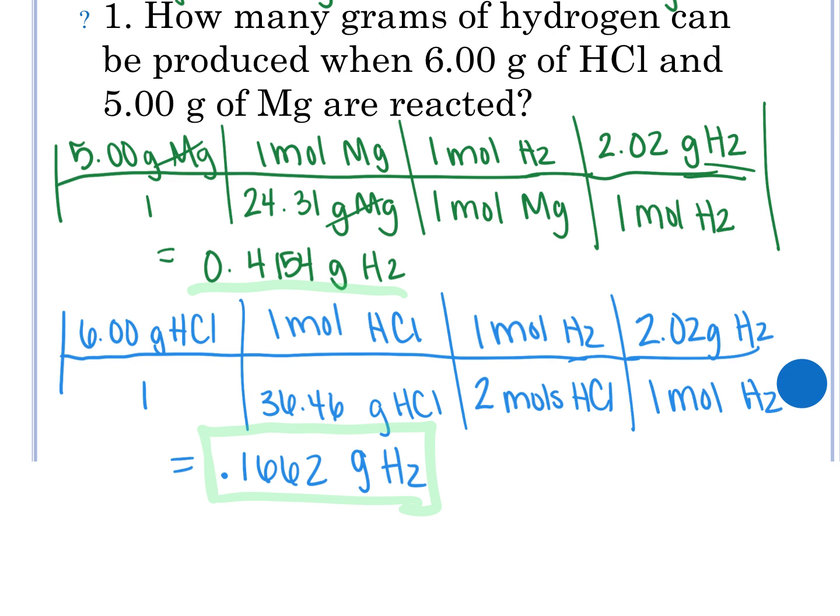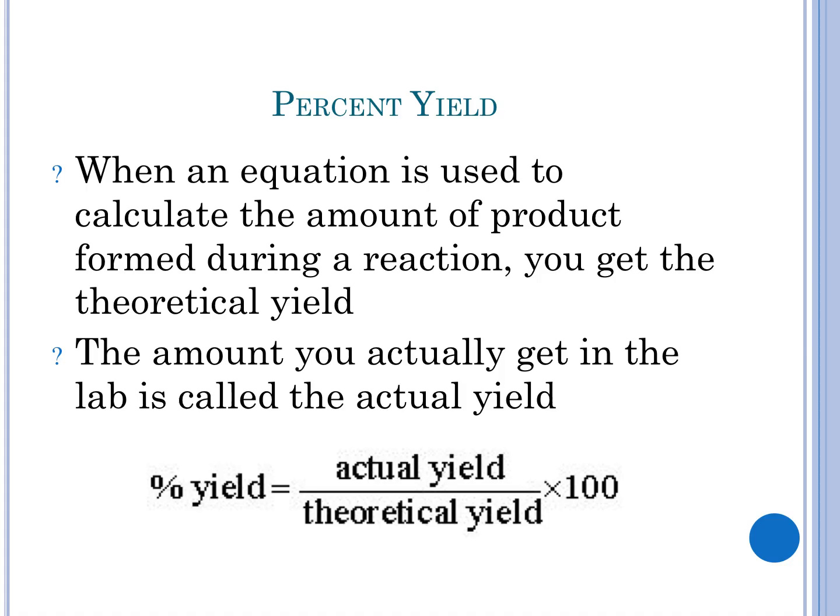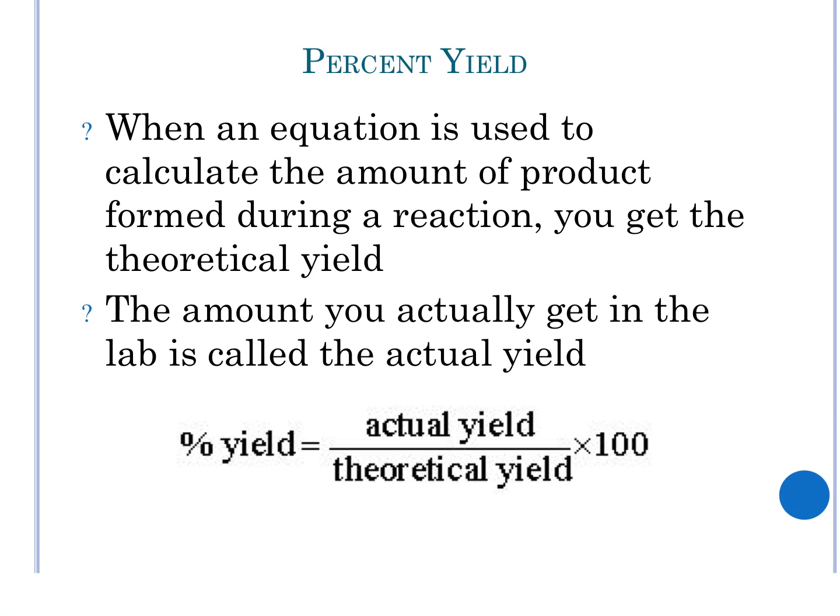And then this is where you can round it to sig figs. So you really get 0.166 grams of hydrogen. All right, the last thing we're going to talk about is something called percent yield. So the only thing you need on this equation is just this formula.